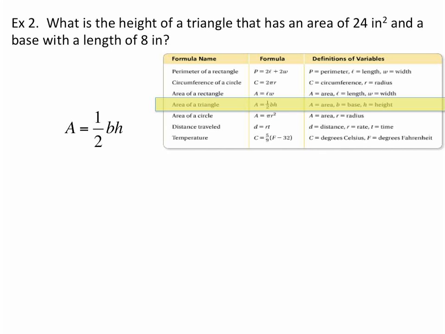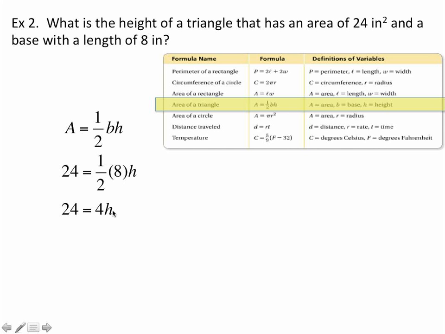So they gave me the area was 24, so I'll plug in the 24. They gave me the base length was 8, so I filled that in. My job is to find the height. By the way, I think on your paper I had a misprint. So make sure it reads, what is the height of a triangle? So when I simplify this over here, well, clean it up before you do anything else. So 1/2 times 8 is just 4.